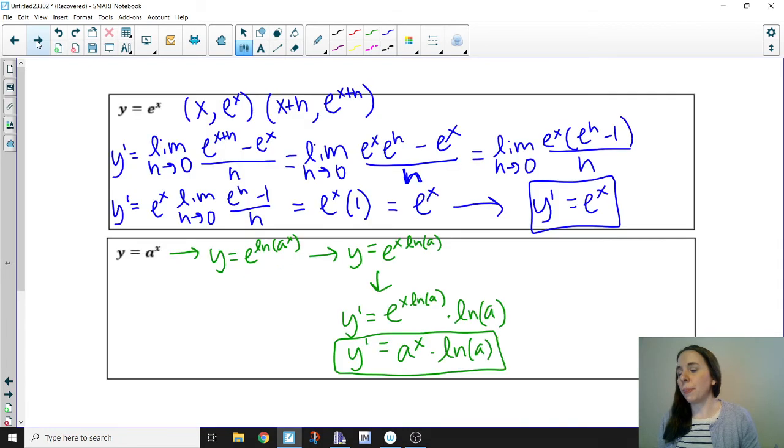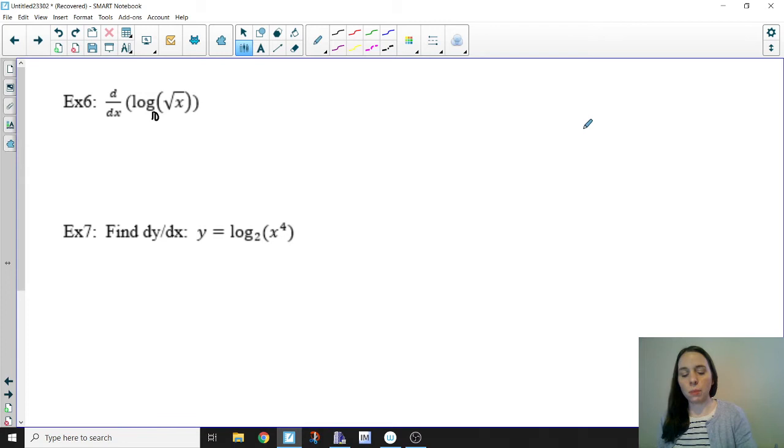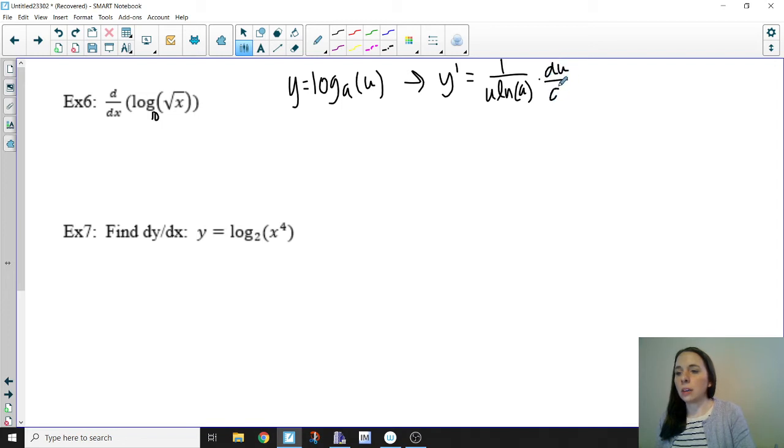Okay, so this is the one where students sometimes have trouble. So I'm going to first write the formula. Again, the formula is, if y equals log base a of u, then y prime is equal to 1 over u times the ln of a. That ln of a is in the denominator with the u, and then times du dx.